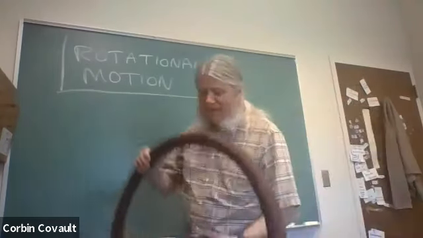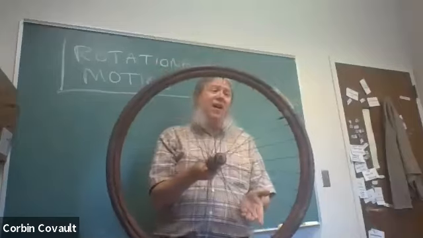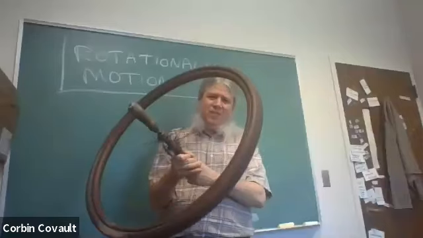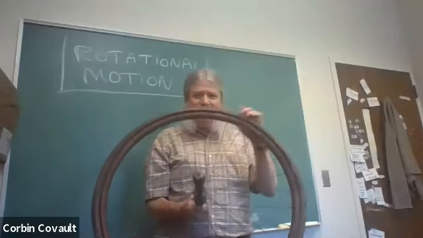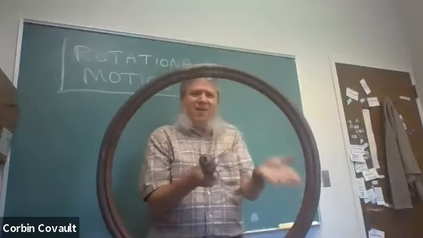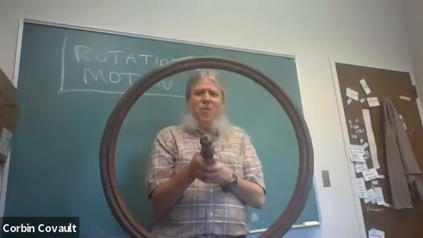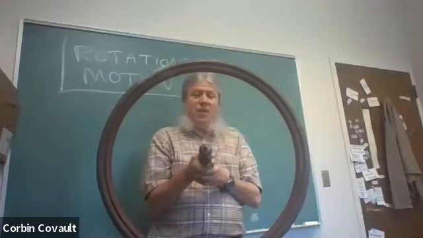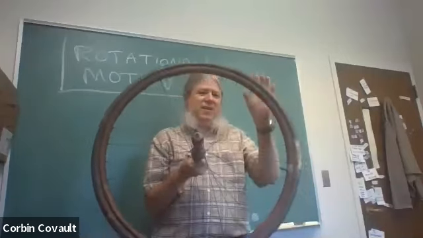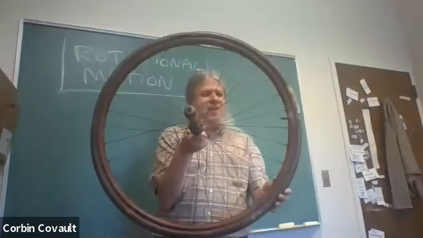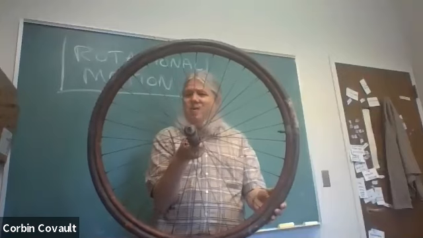Since I'm here, I've grabbed a prop. This is an old bicycle wheel, which has been attached to an axle. If I take the wheel and spin it this way, from your point of view, that's moving in the counterclockwise direction. So I want to talk about the wheel and its motion.